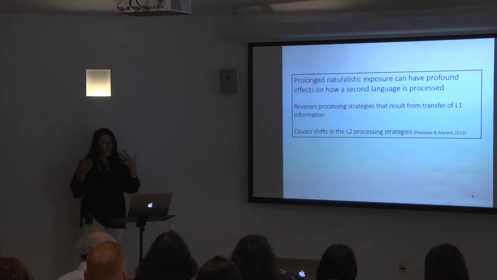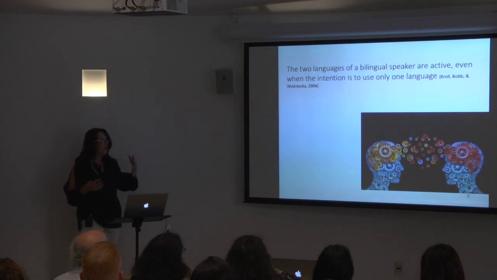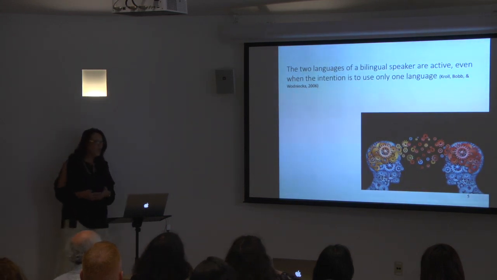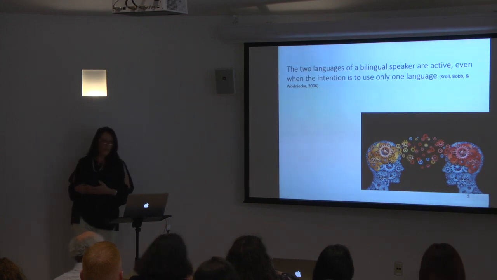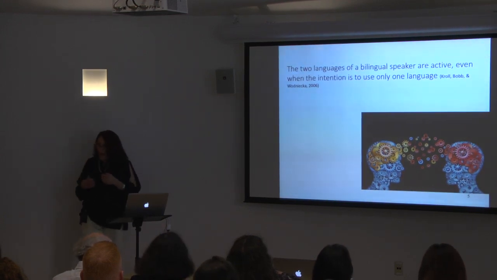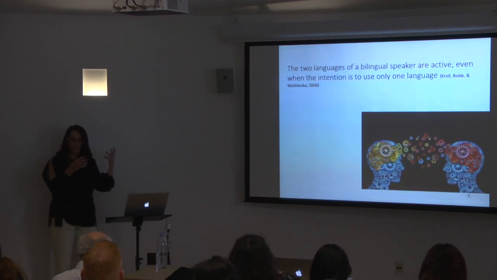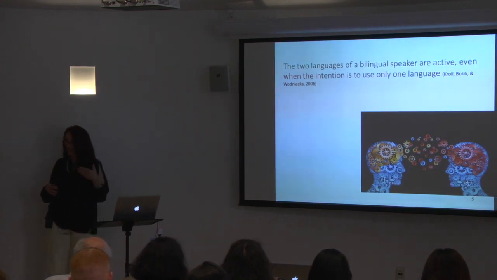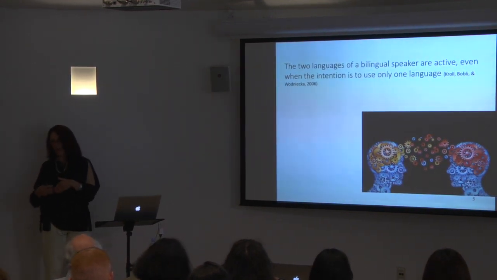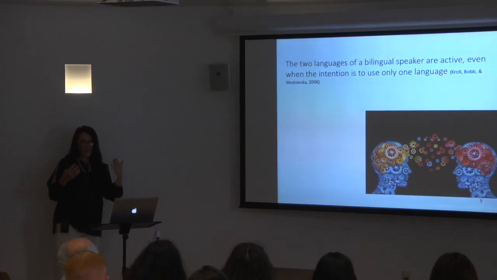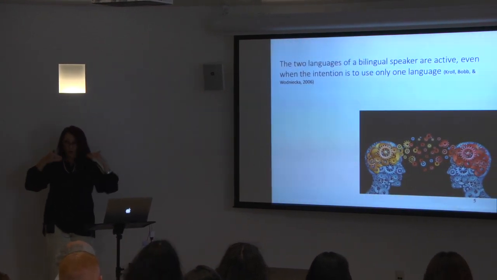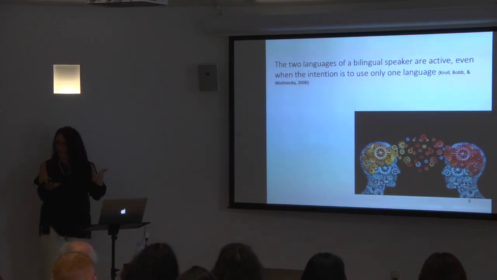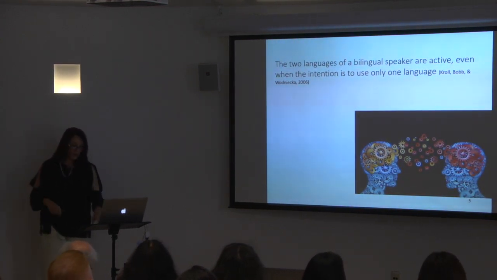So we know that exposure to a second language can make you better in that second language. So if this is the case, and if we know that the two languages of a bilingual speaker are active all the time, even when the intention is to speak only one language, one important aspect of the comparison between L2 and L1 speakers is to consider how knowledge of a second language influences the first language. So the question is not only how does your L1 influence your L2, but given that the two languages are always active, how does your second language influence your first language?